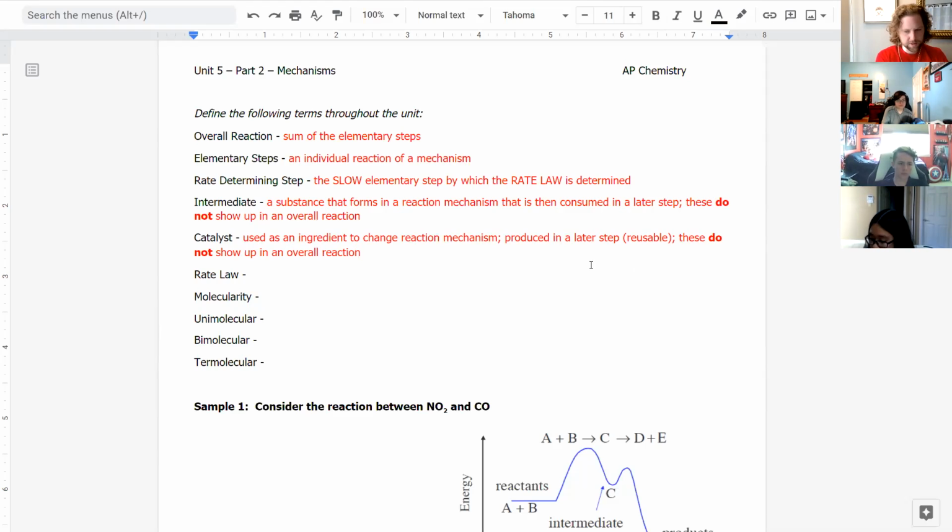The rate law equation is still that rate equals k[A][B], etc., where the rate is based on the slow elementary step and proven by data analysis.